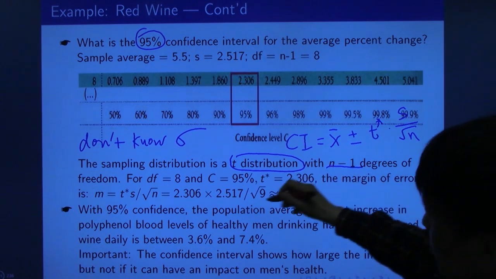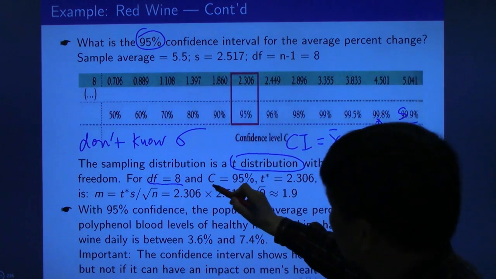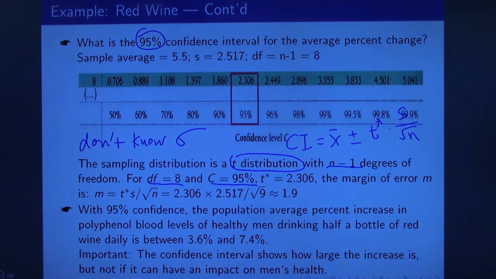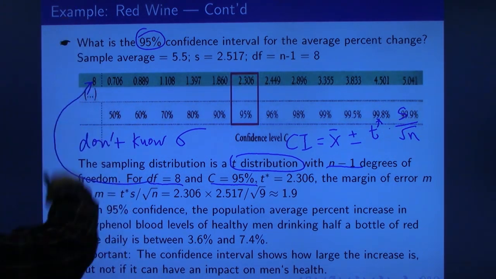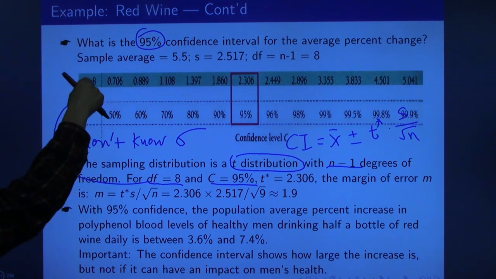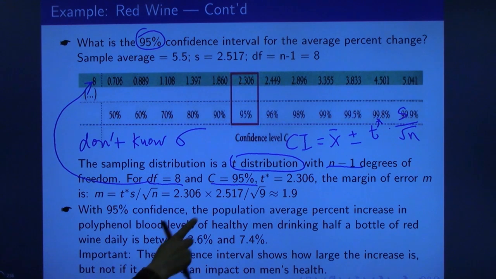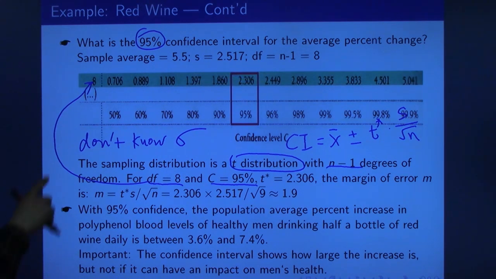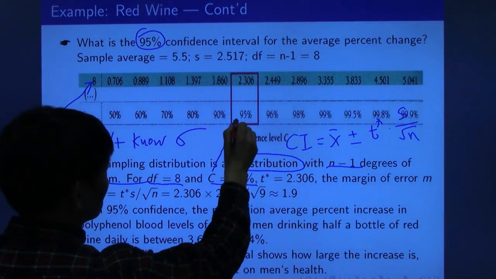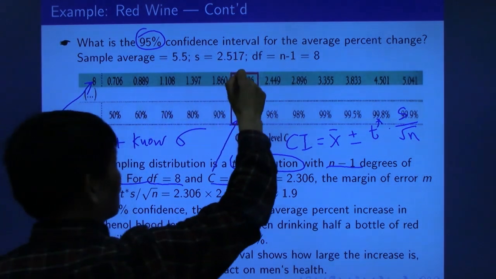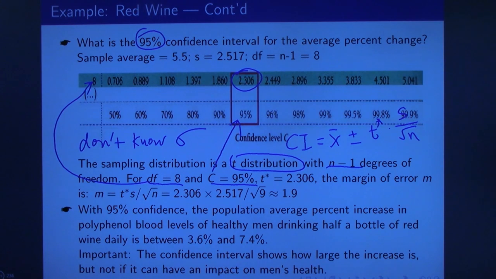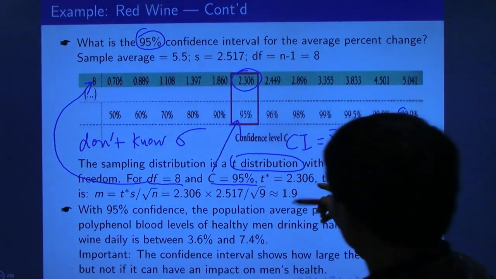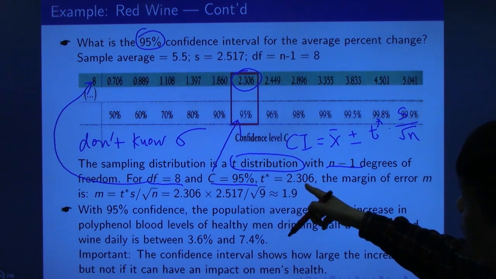So here n equals 9, so the degree of freedom df equals 8, and the confidence level equals 95%. Then we look at table D here. This is only part of table D. So for degree of freedom, look at the left hand side, 1, 2, 3, 4. Look at the line which equals 8. Then the confidence level is on the bottom row, so 95%. And the cross section here, this number is called the t star. So t star is equal to 2.306.